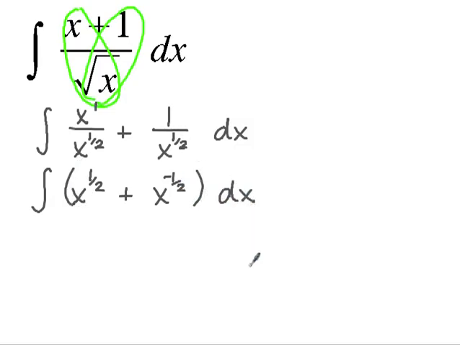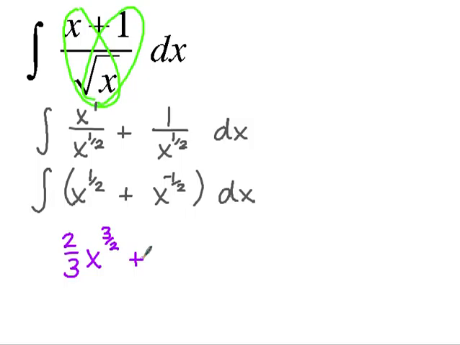Now, all we have done is simplify. We have not done anything else. We haven't found the integral yet, and that's what we need to do in the next step. So I need to integrate x to the 1/2, so I need to add 1 to that exponent. If you add 1 to that exponent, you get x to what power? The 3/2, which means you multiply by 2/3.